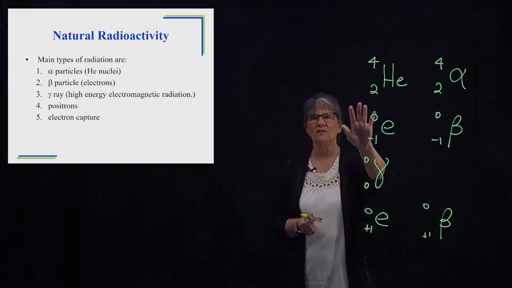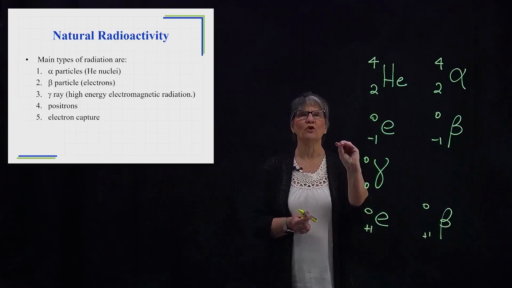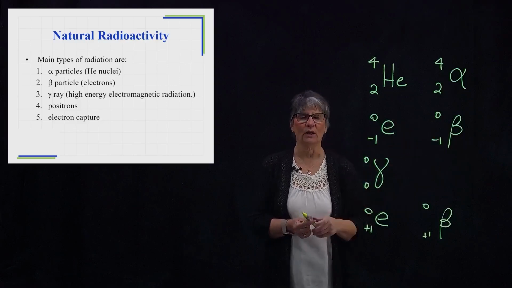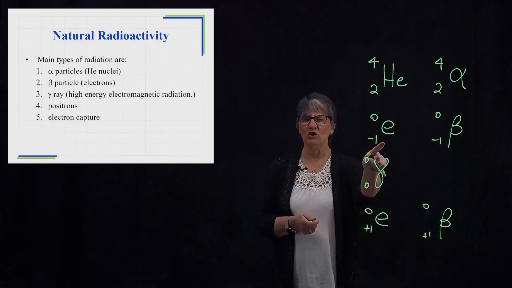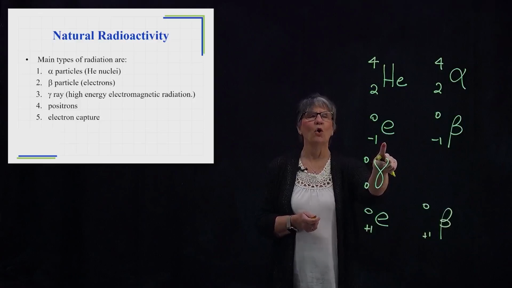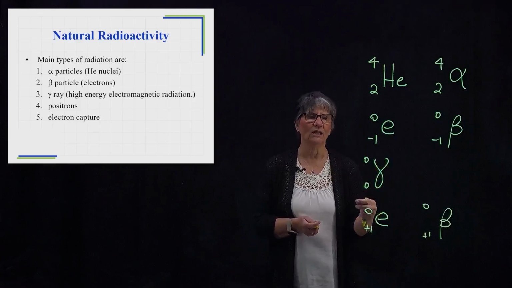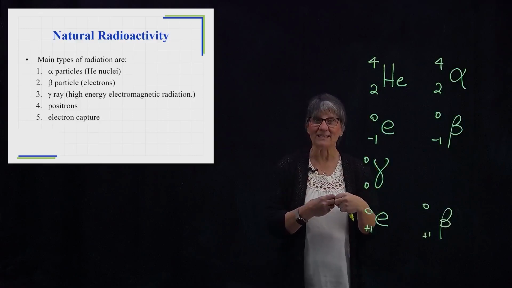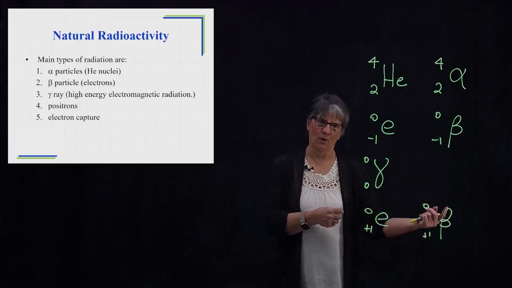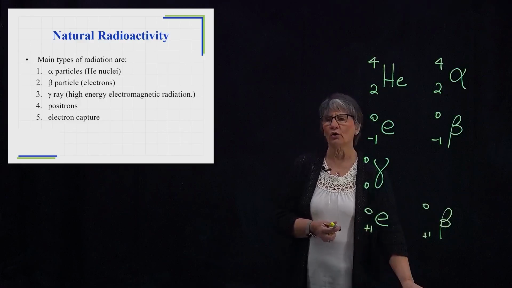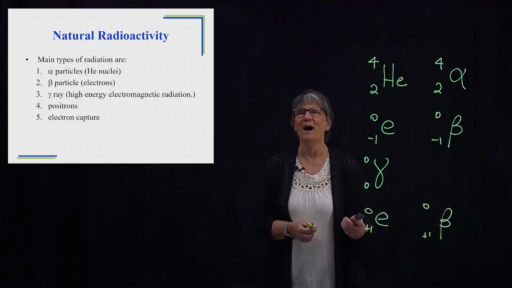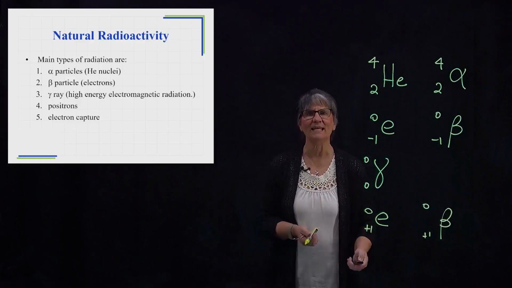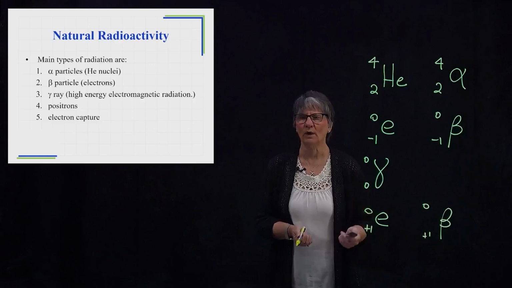Now all of these up to this point are what the nucleus is giving off in the radioactivity. It could capture an electron, and that would just be the same symbol as an electron right here, but it would be on a different side of the equation. It would be a reactant rather than a product. So those are your common types of emissions or captures when you have spontaneous natural radioactivity.